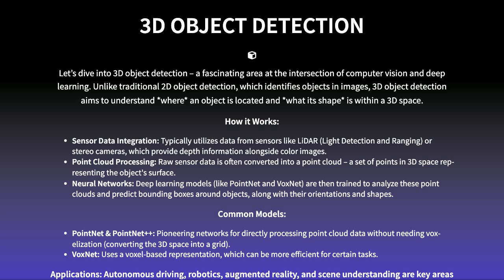The raw data gets transformed into a point cloud. Think of it like a giant collection of points representing the object's surface. Then, we use specialized neural networks, like PointNet, to analyze this point cloud and figure out where these objects are and how they are oriented in 3D. It's being used everywhere from self-driving cars to robots and even augmented reality, really opening up possibilities for understanding our surroundings.